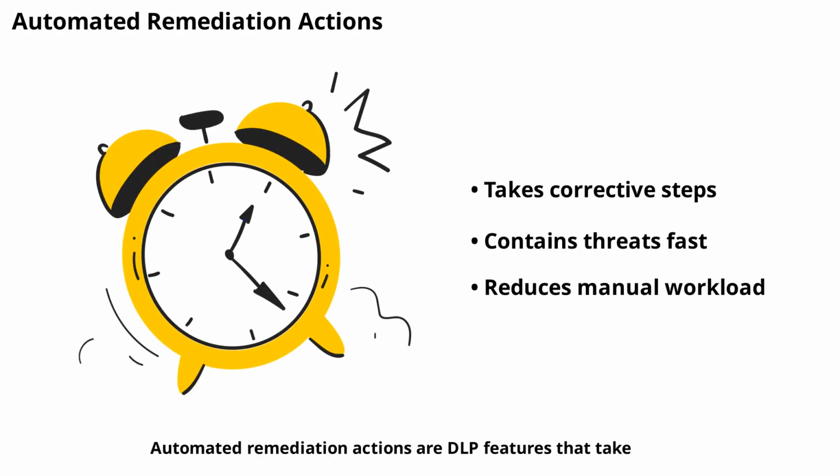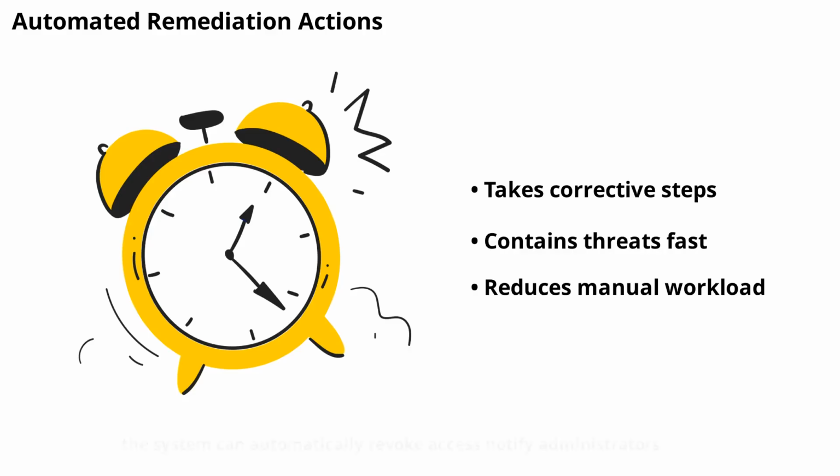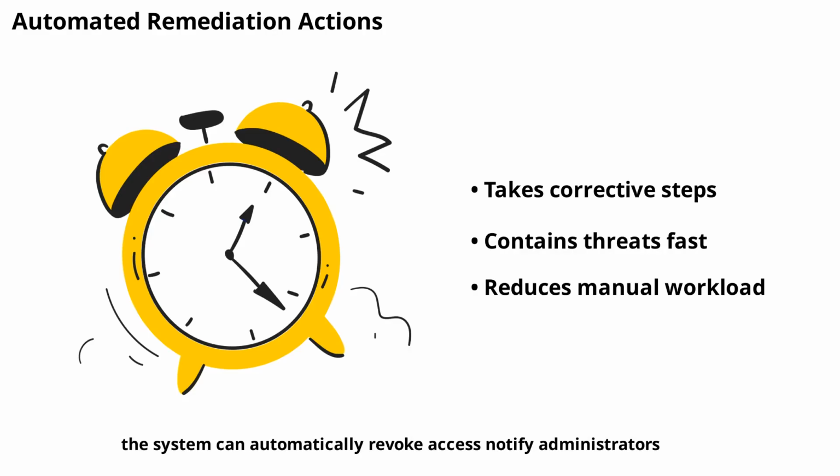Automated remediation actions are DLP features that take corrective steps when a policy violation is detected. For example, if an invoice is sent to an unauthorized recipient, the system can automatically revoke access, notify administrators, or quarantine the file. These actions help contain threats quickly and prevent further data loss without waiting for manual intervention.